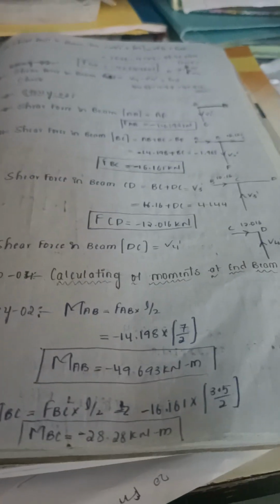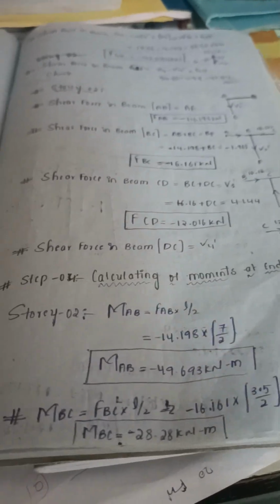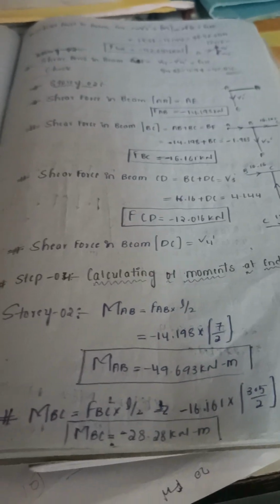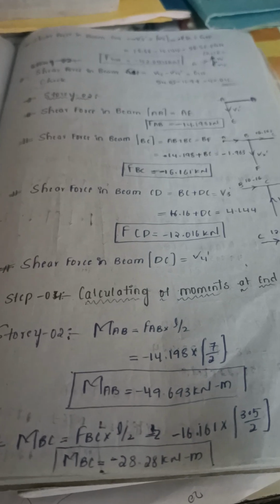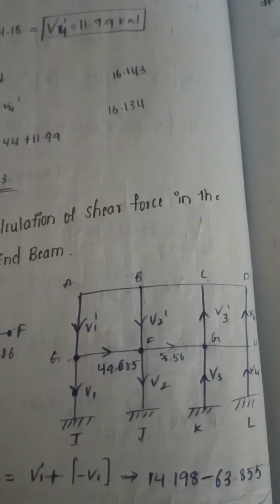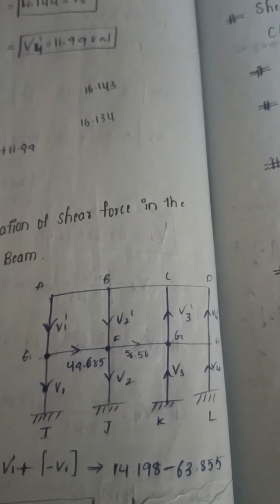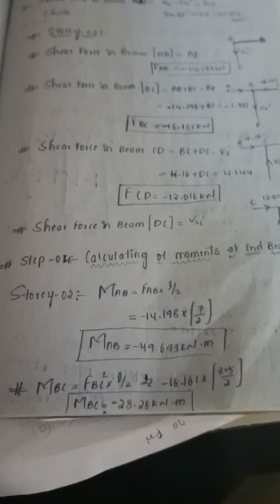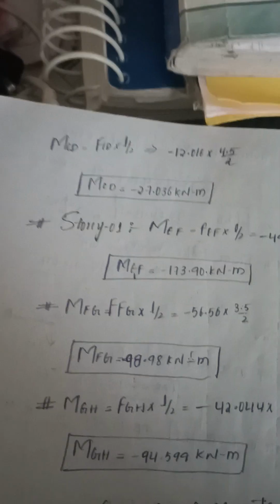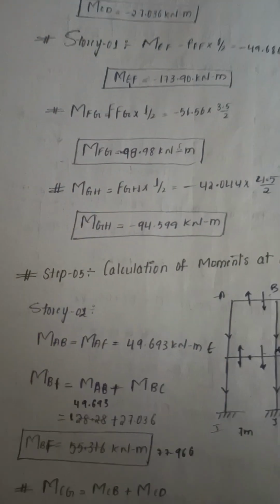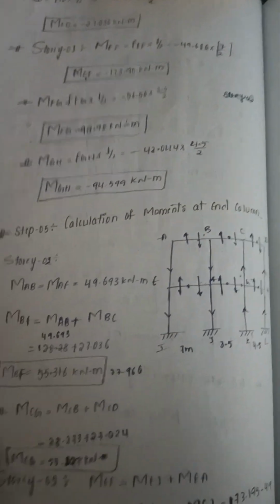Next, step 4, calculating the moments of end beams. That means for story 2, in each beam we need to calculate the moments. The moment formula is moment equals force into perpendicular distance. The perpendicular distance is L by 2 here. So in each member MAB, MBC, MCD, MEF, MFG, MGH, we need to calculate force into L by 2 for that particular length. In that way we can calculate all these moments.